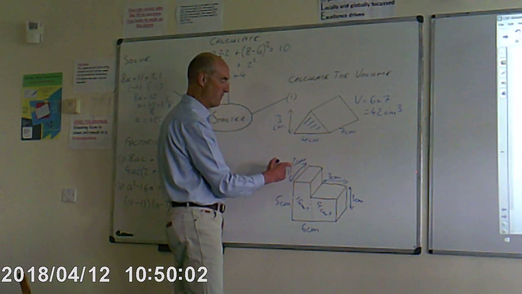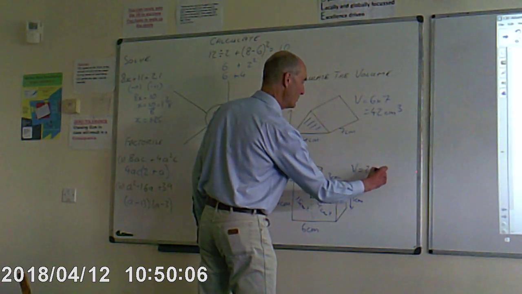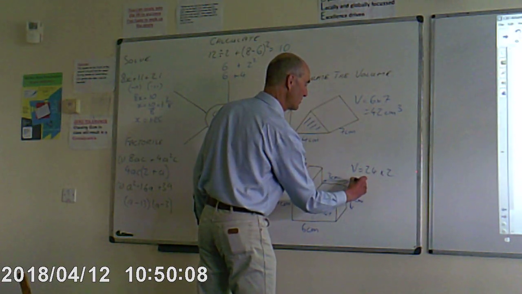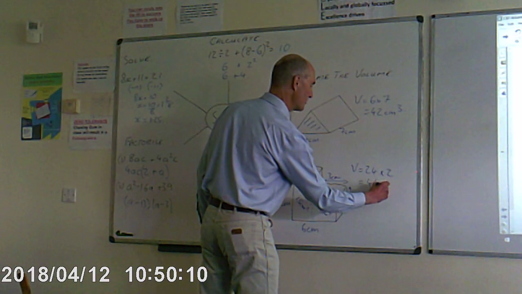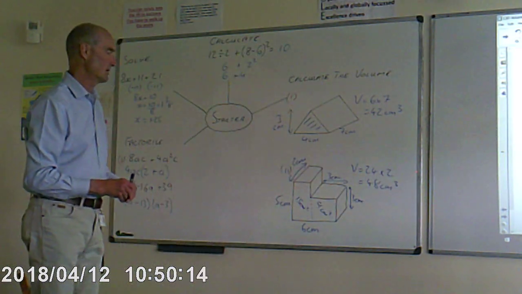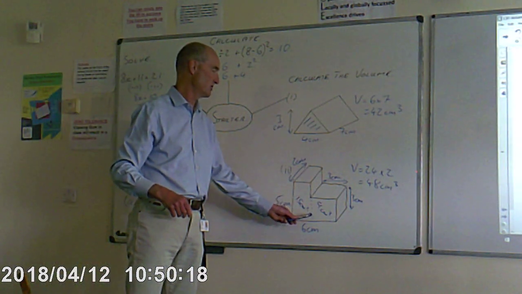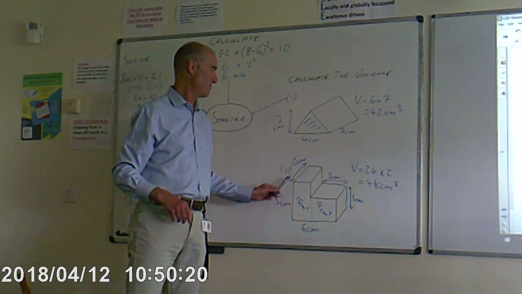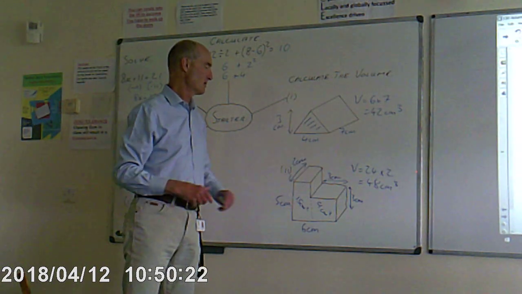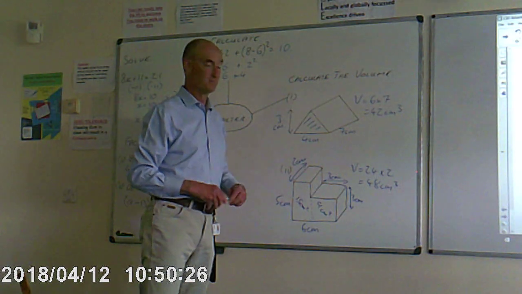24 times the length, the volume is 24 area by the length, the depth of the shape, gives us 48 centimetres cubed.